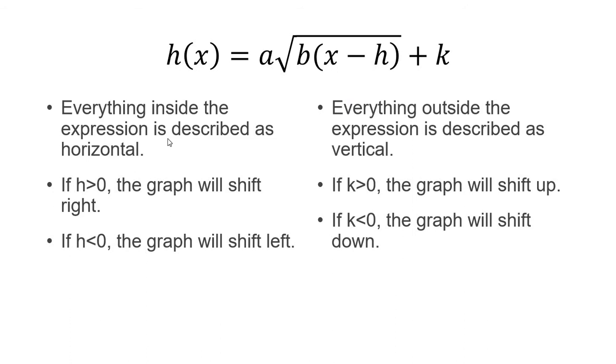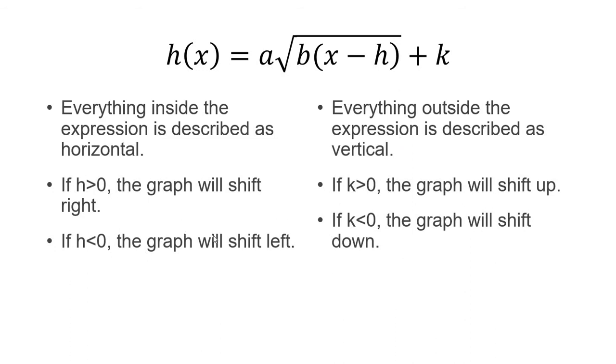So a couple of keys. Everything inside the expression is described as horizontal. So in this case, it'll be stuff under the radical. If it was inside the absolute value, inside the quantity that was squared for a quadratic, inside the logarithm, then those are going to be described as horizontal. On the other hand, things that are outside, so this coefficient A, this constant K out here, those are going to be described as vertical. So inside is described as horizontal, outside described as vertical.